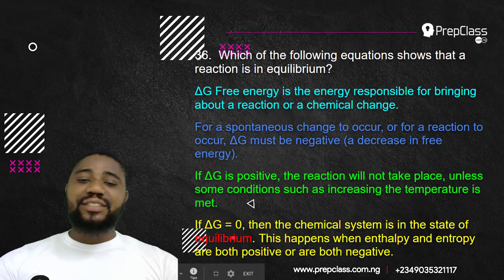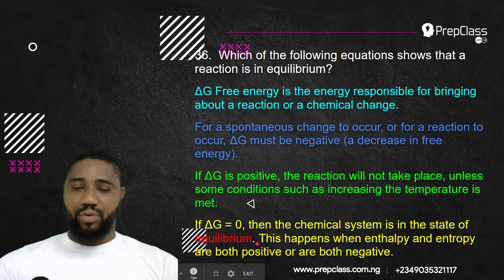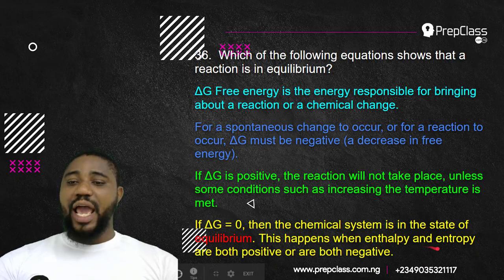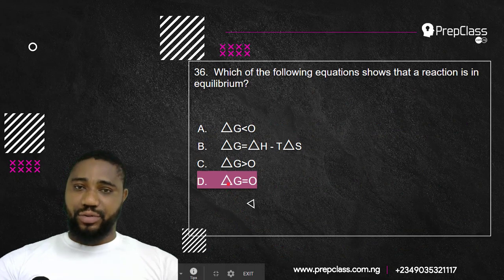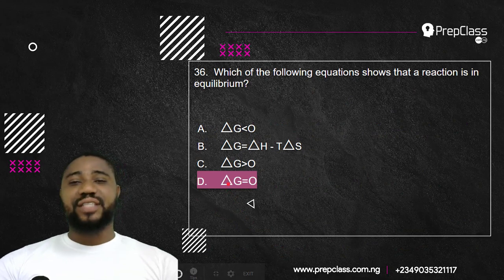Now if delta G is 0, then the chemical system is in the state of equilibrium. This happens when enthalpy and entropy balance each other. Enthalpy is the heat energy, the heat change. Entropy is the degree of randomness of the substance. So the best answer here is that delta G is 0. For a chemical system to be in equilibrium, delta G must be equal to 0.